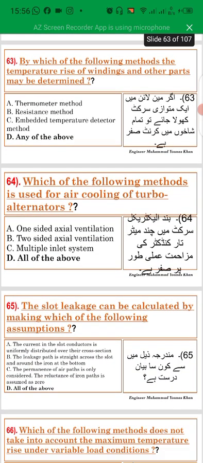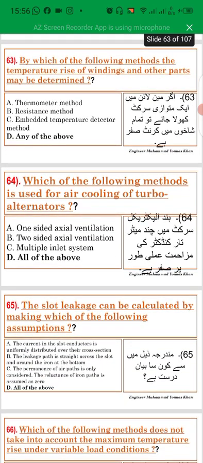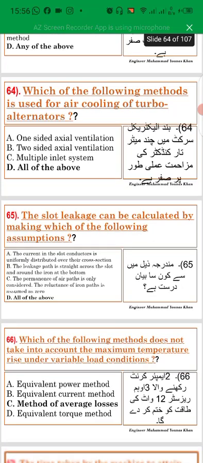By which of the following methods may the temperature rises of winding and other parts be determined? Thermometer method, resistance method, embedded temperature detector method. Which of the following methods is used for air cooling of alternators? One-sided axial ventilation, two-sided axial ventilation, multiple inlet system.